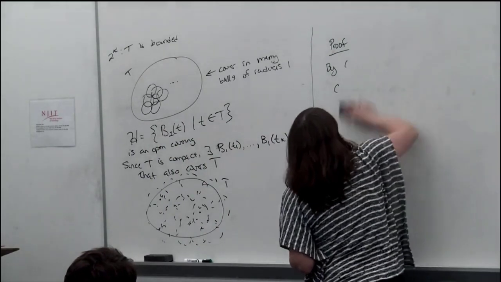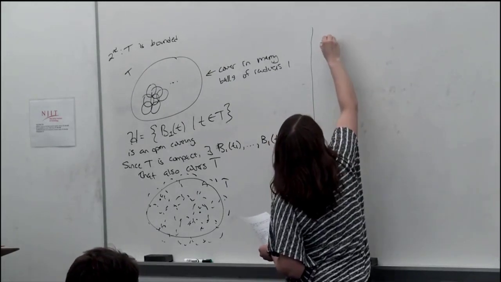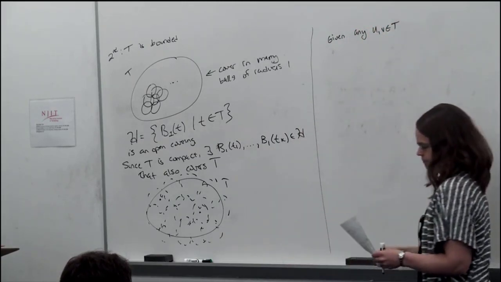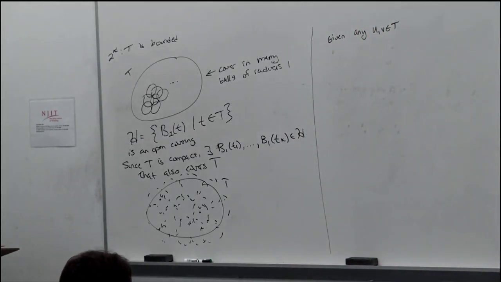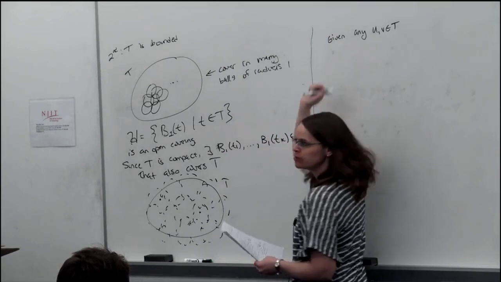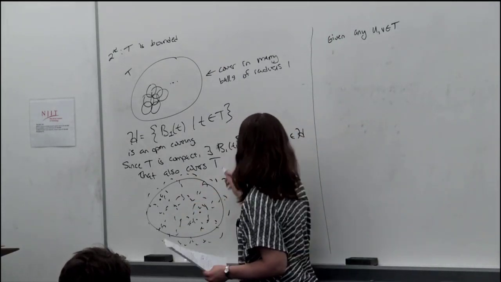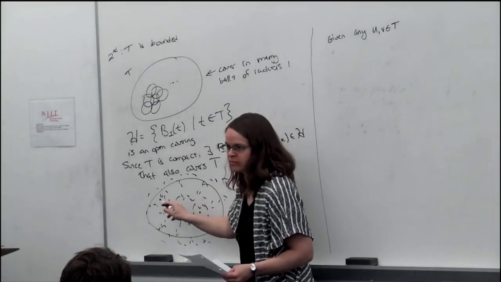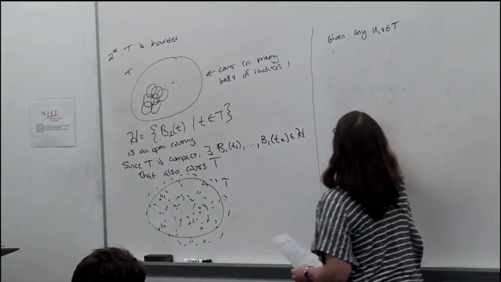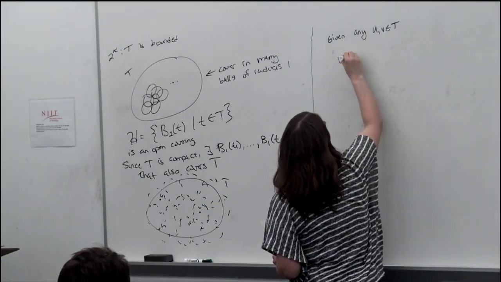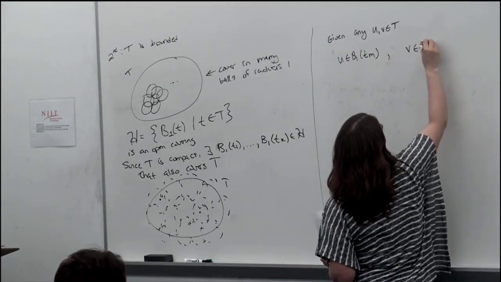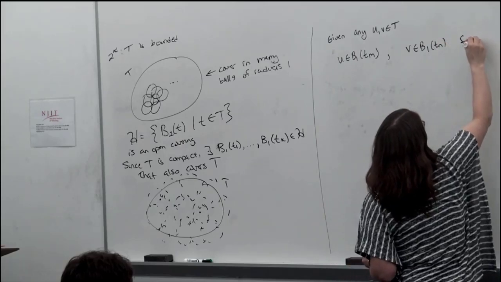Okay, so if we write that out precisely, given any U and V, what do we know? This is a finite subcover, so U belongs to one of these balls. U and V have to live in one of these open sets in the cover. Similarly for V. So U belongs to one of these, V belongs to one of these, for some values of these.